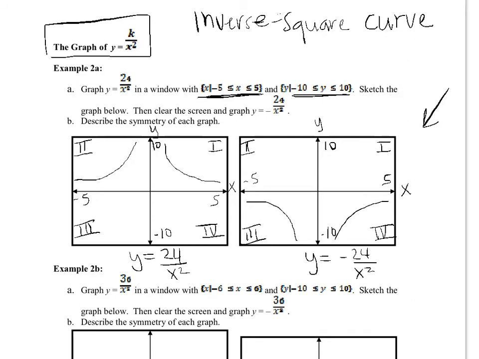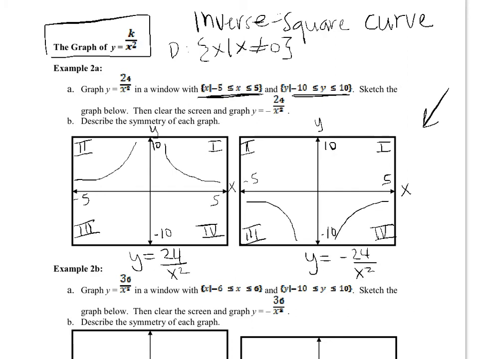Okay, let's talk about the domain and range for these graphs. So the domain for every inverse square function or inverse square curve is x such that x does not equal 0, because once again, these graphs aren't touching that x equals 0 line. Now the range depends on the k value.